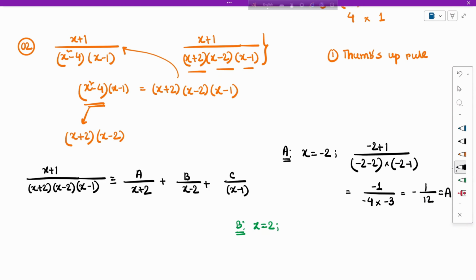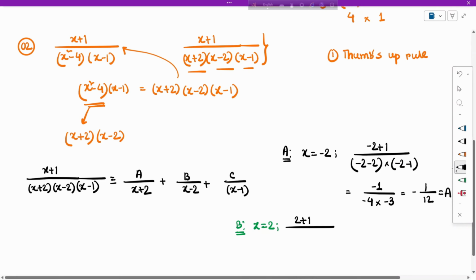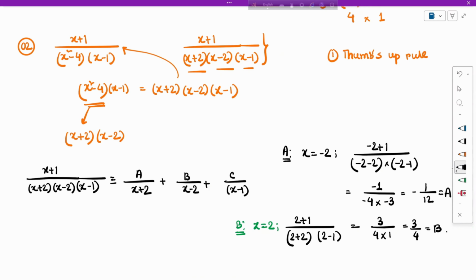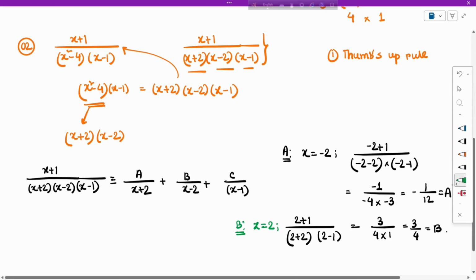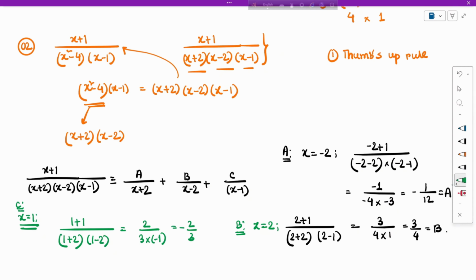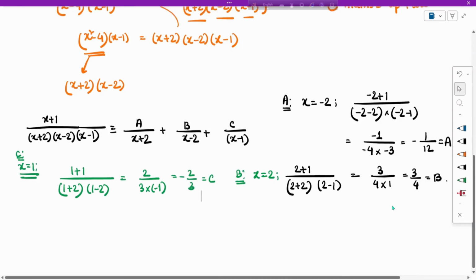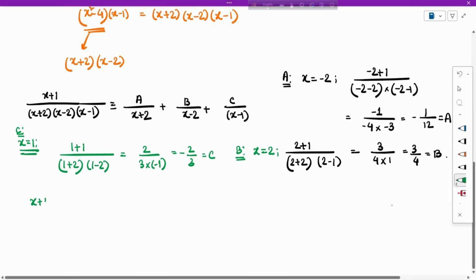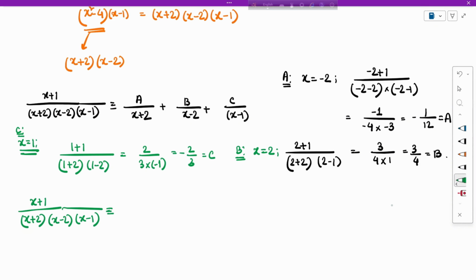Plugging in x equals 2 in the expression results in B equals 3 over 4, and then plugging in x equals 1 for the value of C, we get C equals negative 2 over 3. So we have found the values of A, B, and C. Let's write the whole expression. It becomes negative 1 by 12 times (x plus 2), plus 3 by 4 times (x minus 2), plus negative 2 by 3 times (x minus 1).